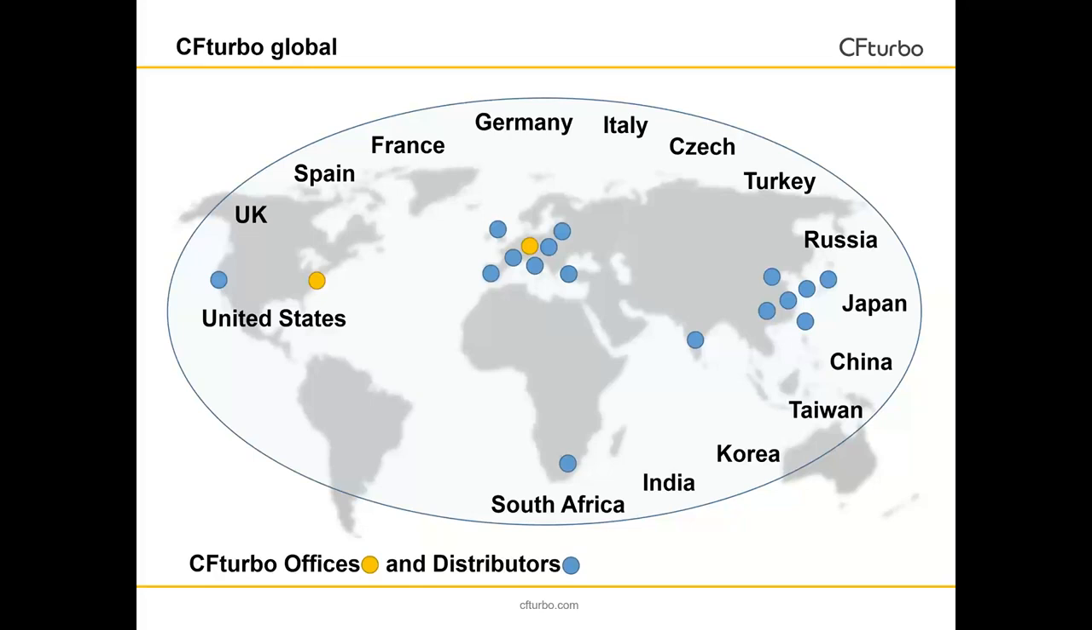So besides our own offices, we have a network of distributors around the globe. As you can see, we are the yellow dot there on the East Coast in the US, and we're really happy to be partnering now with Ozen in Silicon Valley.